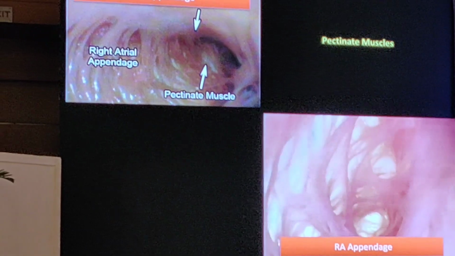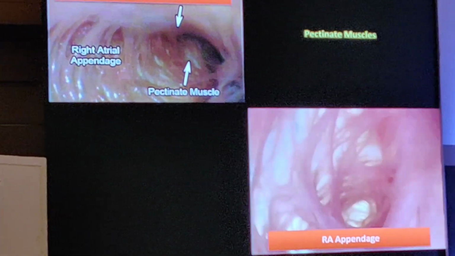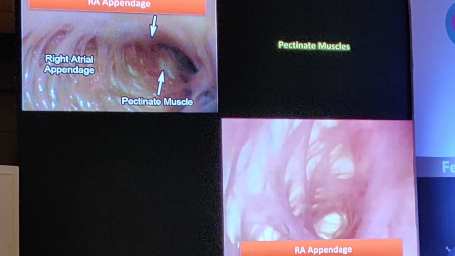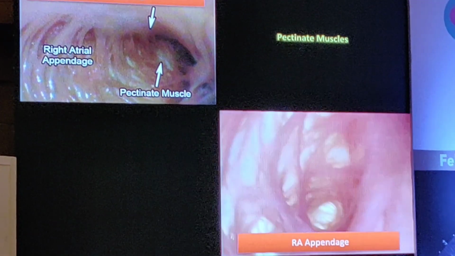It can also be seen in the left atrial appendage. And transthoracic, you may not see it so well. You may not see it at all in most of the cases, but you do see this quite often in the transesophageal echo.